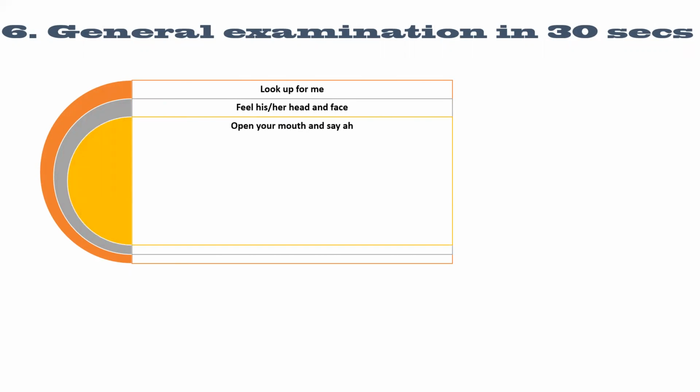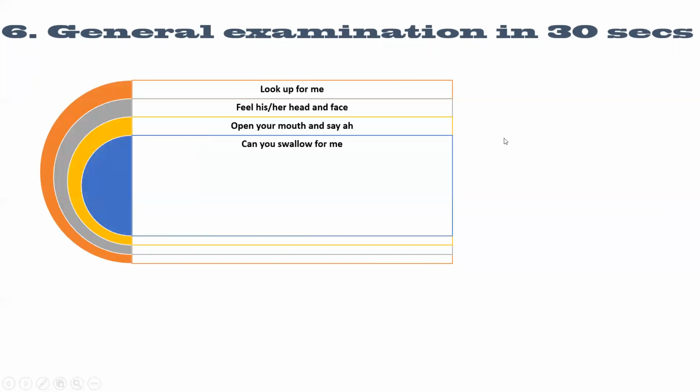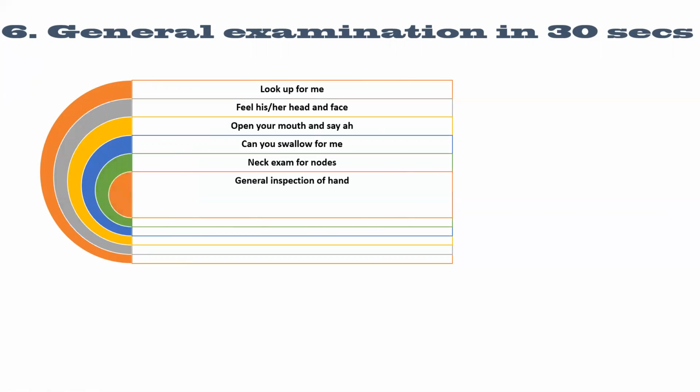Just simple palpation, as I will show you later, not in this video, but for someone who will be taking a more detailed session with me. You can tell him, open your mouth and say, can you swallow for me, to check that there is no lump or any thyroid masses. Then you can check his neck for nodes, and then you can do a general inspection of his hand and leg for edema.